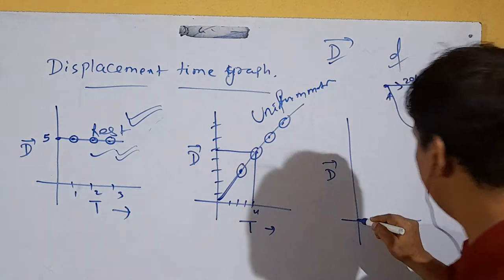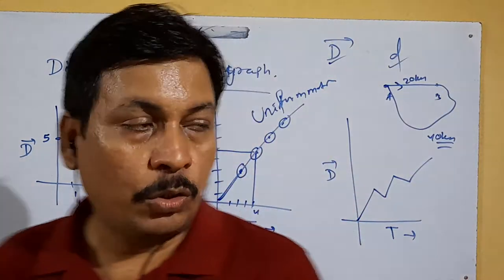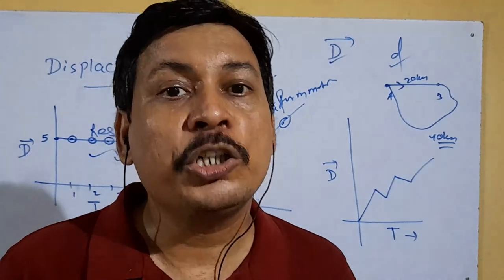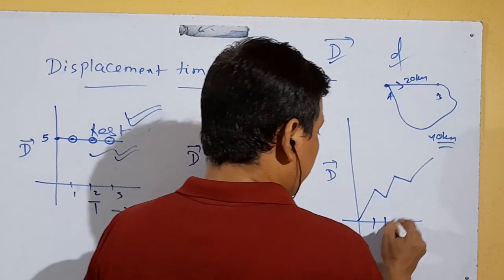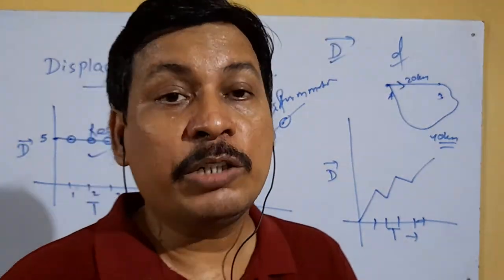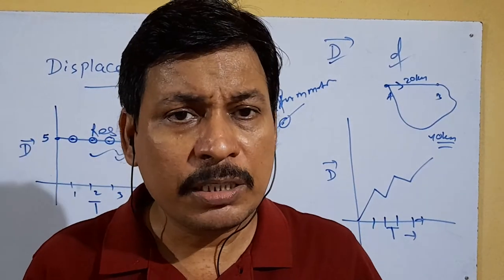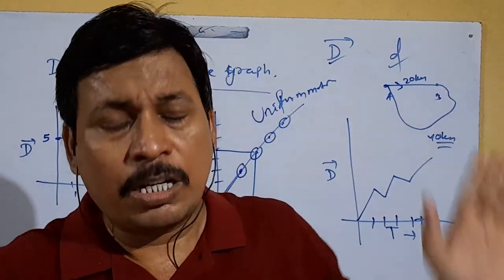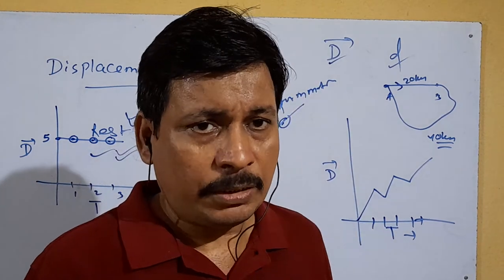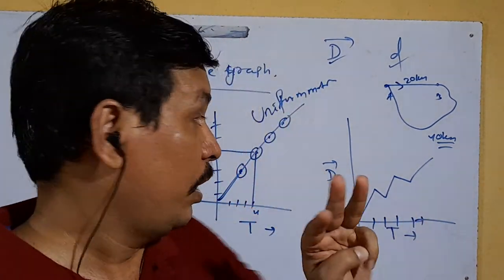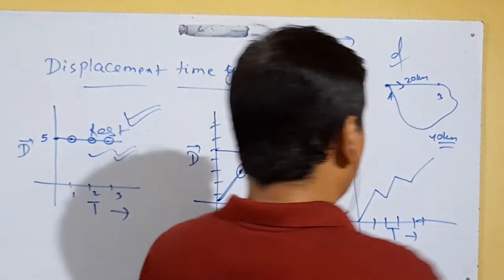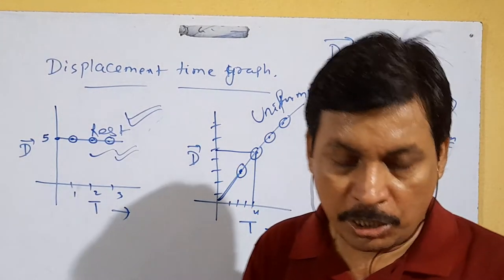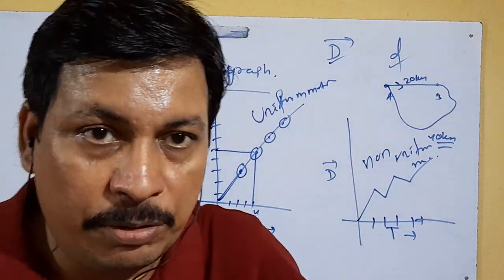Now look here, if the graph is in a zigzag way, then you can say the body is not in uniform motion; that is non-uniform motion. In every hour it covers unequal displacement. For example, the body covers 20 km in the first hour, 10 km in the next hour, 5 km in the next, different distances in equal intervals of time. So I told three situations: rest, uniform motion, and non-uniform motion. Understood?